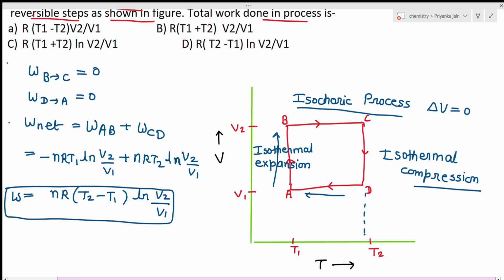Okay, now you can see in which option this is given to us. See here in option number B. This is given. For 1 mole of gas, n will be equal to 1. So R (T2 minus T1) ln V2 upon V1. This will be your answer. Okay. So in this way you have to do the questions based on the graph.